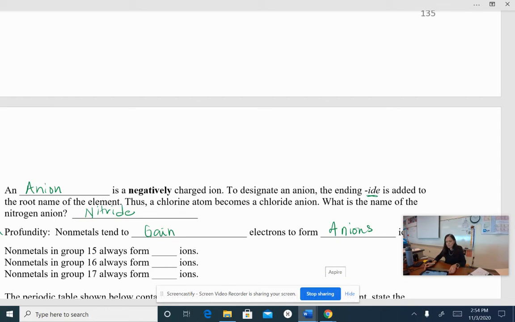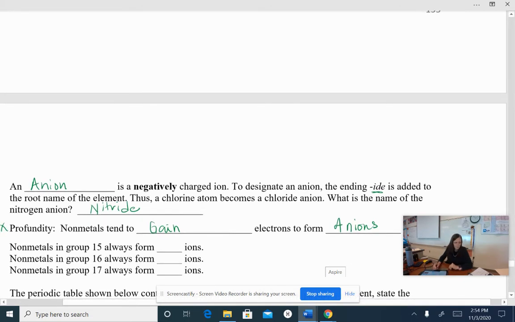Okay, so metals lose electrons to form cations. Nonmetals gain electrons to form anions. So nonmetals from group 15 always form -3 ions. And nonmetals from group 16 always form -2. And nonmetals from group 17 always form -1. Okay? Think about it this way.